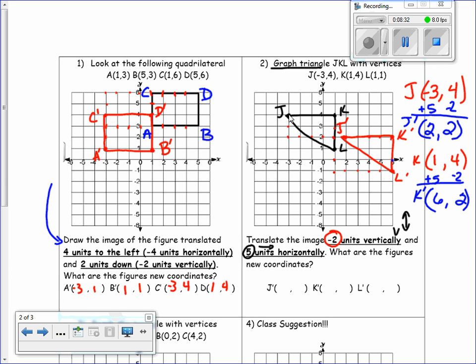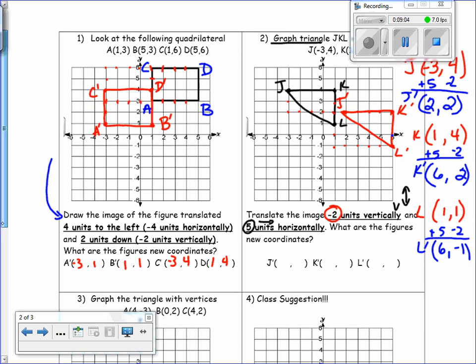And then finally L. My L up above was 1, 1. And so I'm going to do what? -2, +5. 1 minus 2, that's going to be -1. 1 plus 5 is going to be 6. And hopefully I have over 6 down 1 for my new L prime.